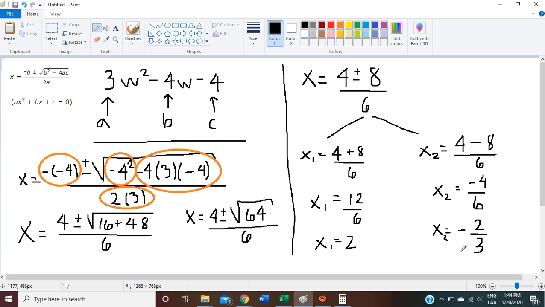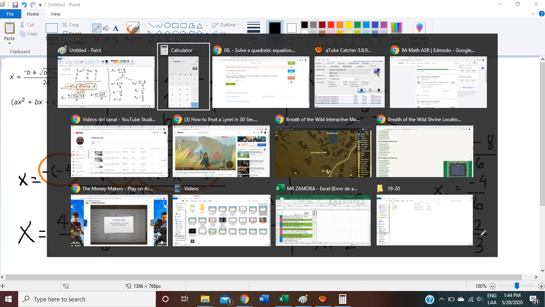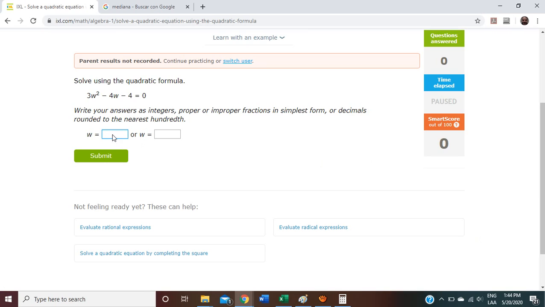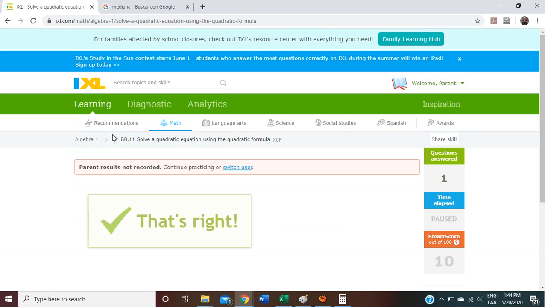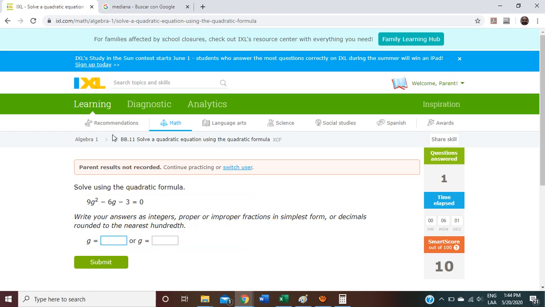so here are our answers. The first one is 2 and the second one is negative 2/3. So let's go to our IXL, 2 and negative 2/3. Submit it, and that's right. So let me help you do the next one, and you can do the rest by yourself.